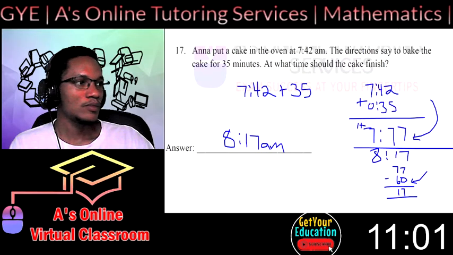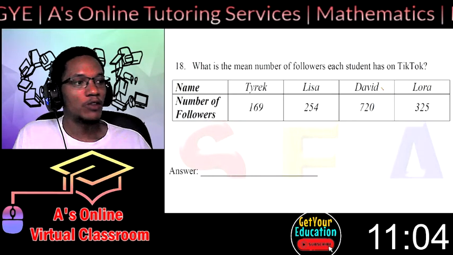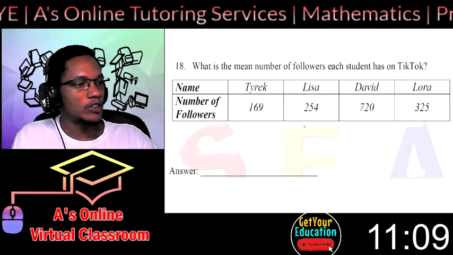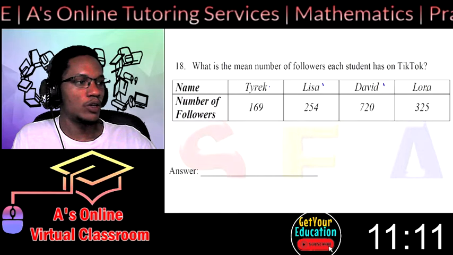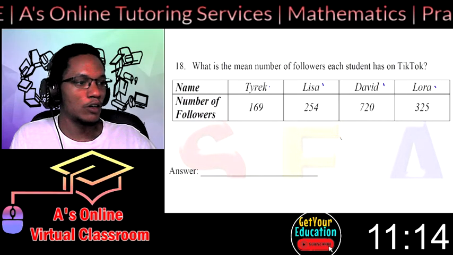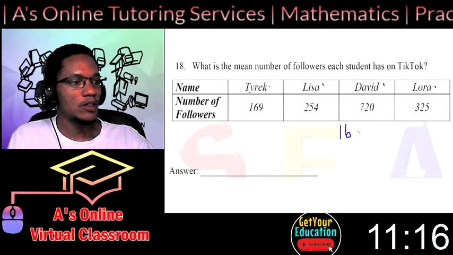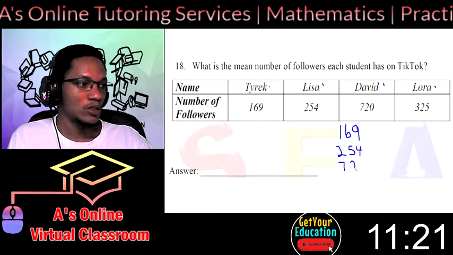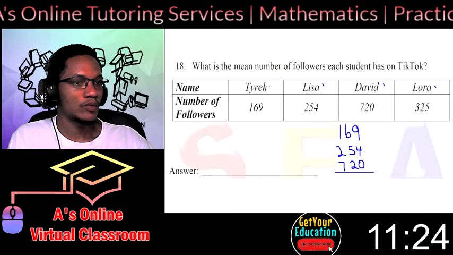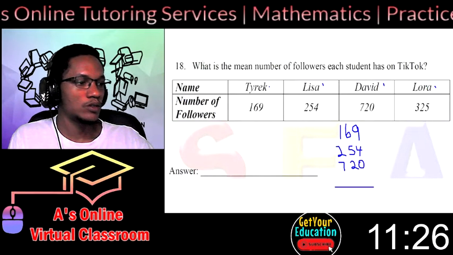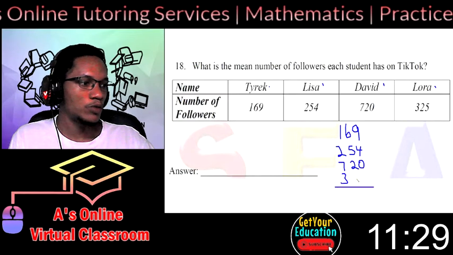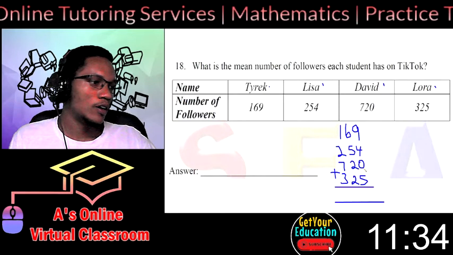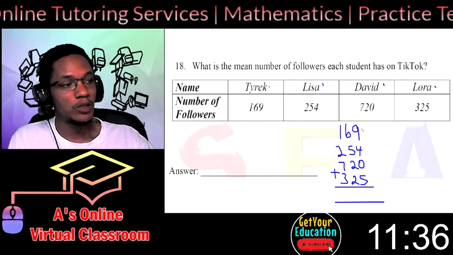Alright, next, what is the mean number of followers each student has on TikTok? Alright, so we have 1, 2, 3, 4 persons with TikTok accounts, and we want to add up to see what's the average. I'm missing out one. 325. So take your time and add this up. 5 plus 4 is 9, plus 9 is 18.